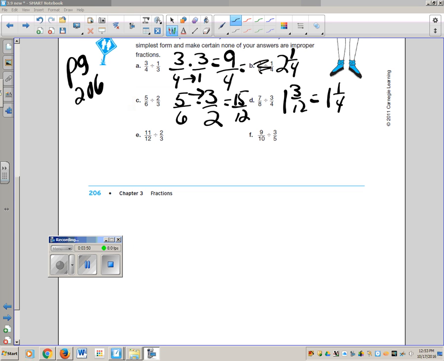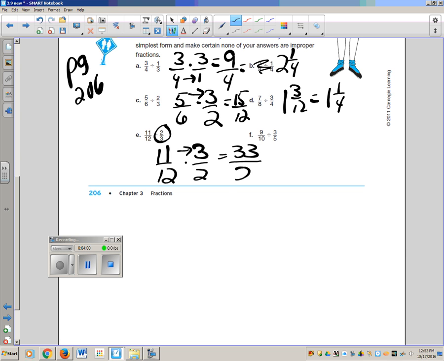Okay, one more. So 11/12 times, flip the second, 3 halves. 11 times 3 is 33. 12 times 2 is 24. You have to simplify. 24 goes into 33 one time. You have 9 left over. 9/24, which can be reduced to 1 and 3/8.